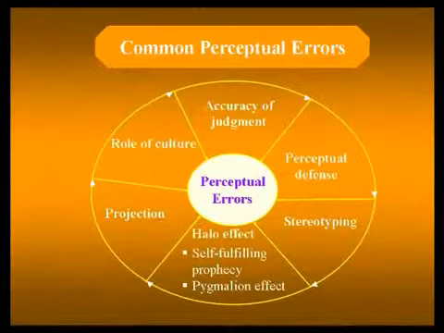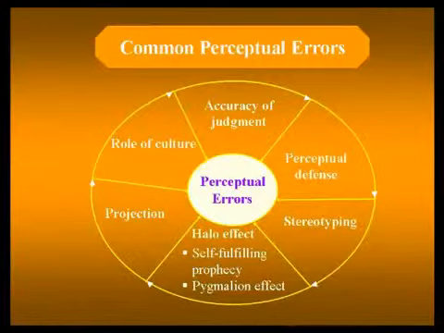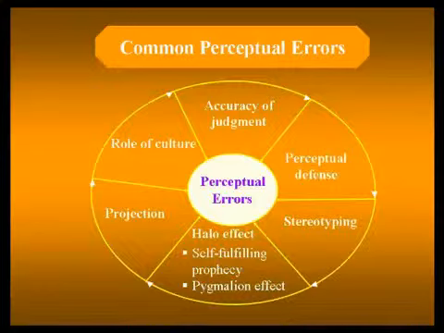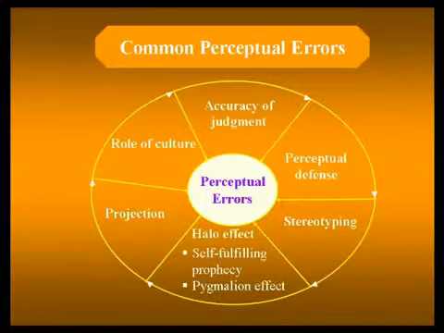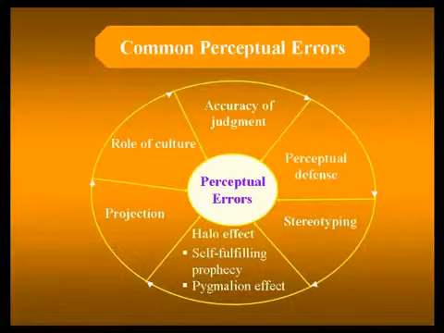What are the common perceptual errors? When you think about common perceptual errors, we're talking about accuracy of judgment. If you're not accurate, you can't perceive a situation to be what it is. You also have perceptual defense. You have stereotyping, which is also involved in the common perceptual errors. We also have the halo effect, which involves the self-fulfilling prophecy. We have projection, and we have the role of culture.